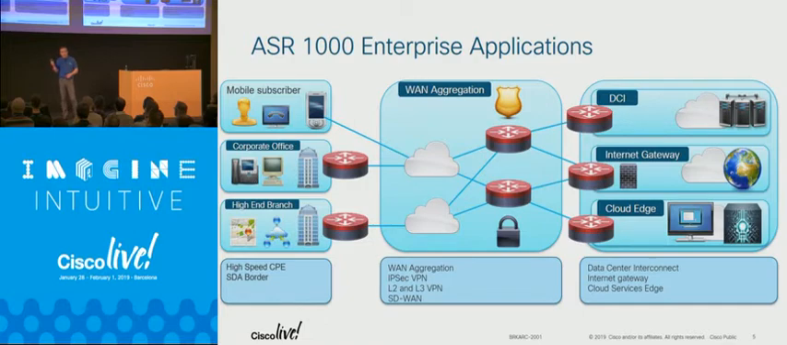ASR1K is the DCI. Now moving to the top right, ASR1K is your data center interconnect platform. So you can use ASR1K to build a Layer 2 extension between your data centers using Ethernet over MPLS, VPLS, virtual private LAN services, or OTV, overlay transport virtualization, to build Layer 2 extension.